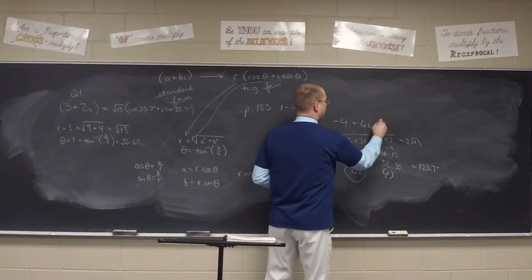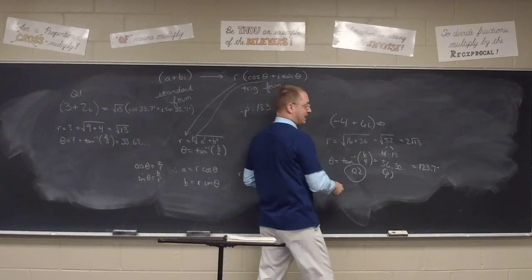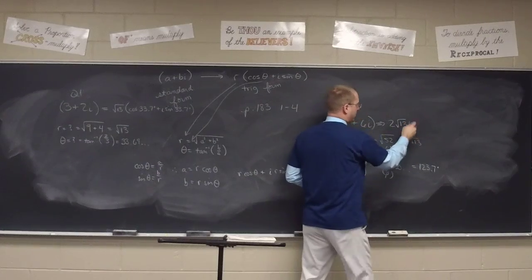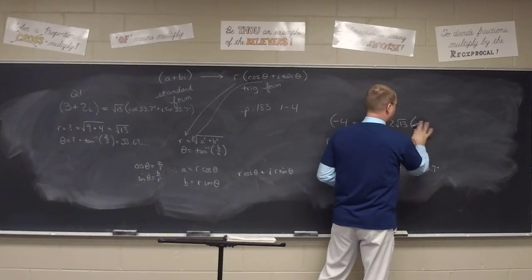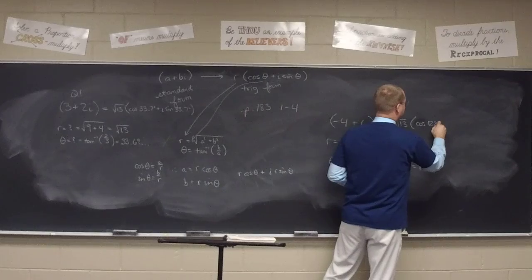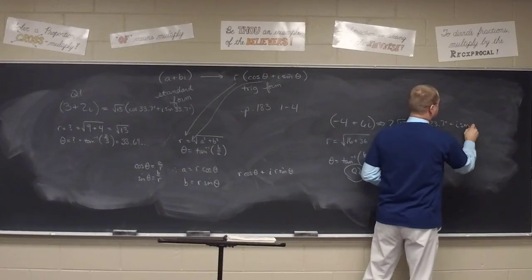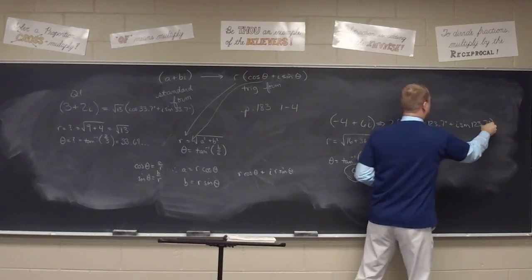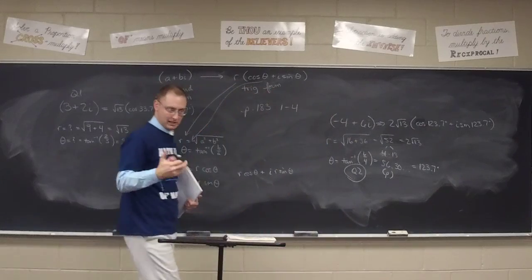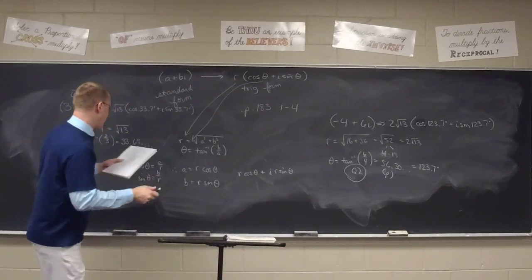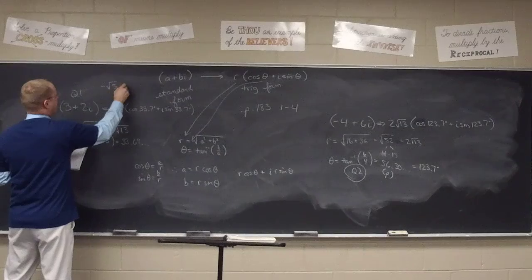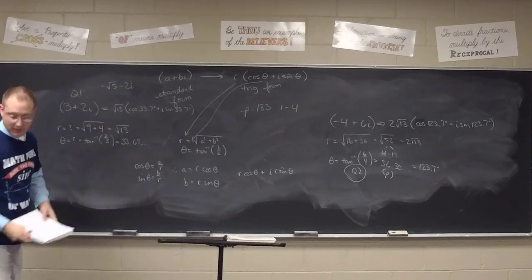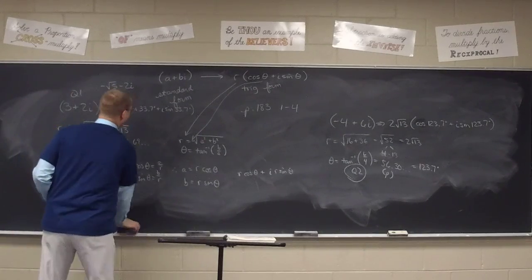So this number, in standard form, -4 plus 6i, becomes, in trig form, 2 square root of 13 times the cosine of 123.7 degrees plus I times the sine of 123.7 degrees. Make sense? Do this next one with me on your paper. The negative square root of 5 minus 2i. Negative square root of 5 minus 2i.